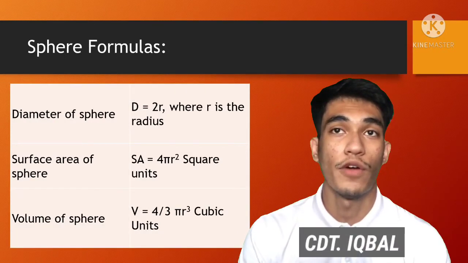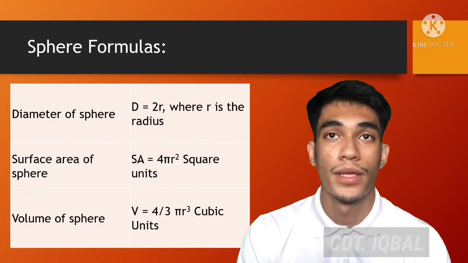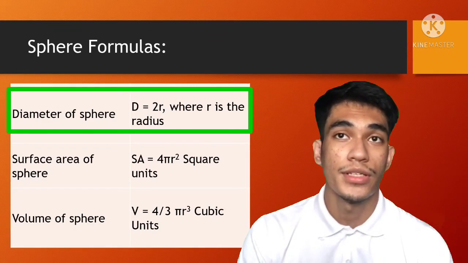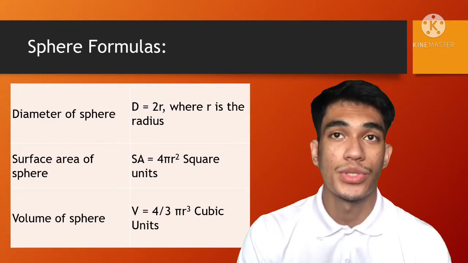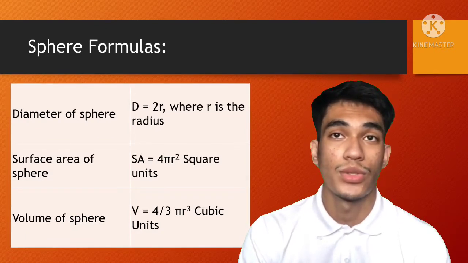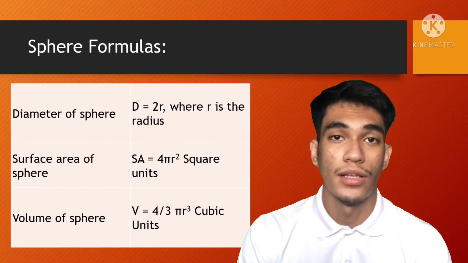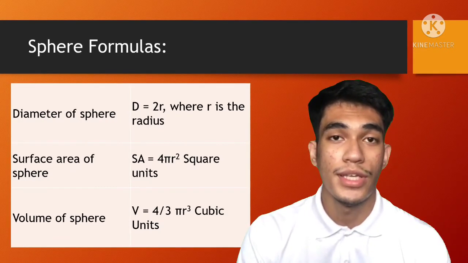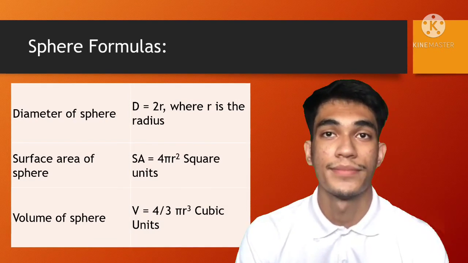Here we have the formulas for sphere. The first one we have is the diameter of a sphere. The diameter is basically twice the radius, and it goes from one end to the other end and passes through the center of the circle or sphere. And the formula for diameter is D equals 2r, where r is the radius.